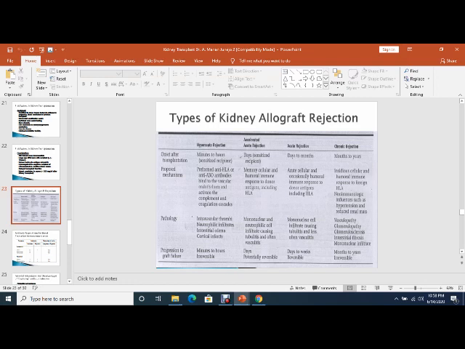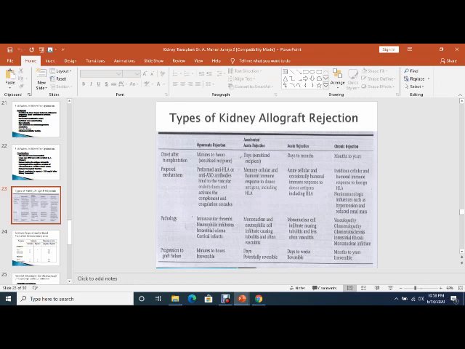Hyperacute rejection usually occurs on the operation table, with onset after transplantation in minutes to hours. It is due to sensitized recipients. Accelerated rejection occurs in days, acute in days to months, and chronic in months to years.